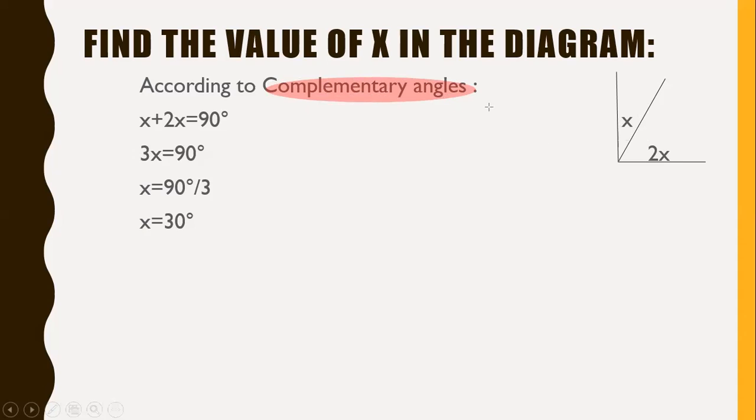First of all, you have to give the reason according to which angle you are doing the steps. Okay, if you are finding something, first you have to mention according to which condition, according to which angle you are solving the steps. Now here, according to complementary angles, x plus 2x is equal to 90 degrees. Am I right? x plus 2x is equal to 90 degrees.